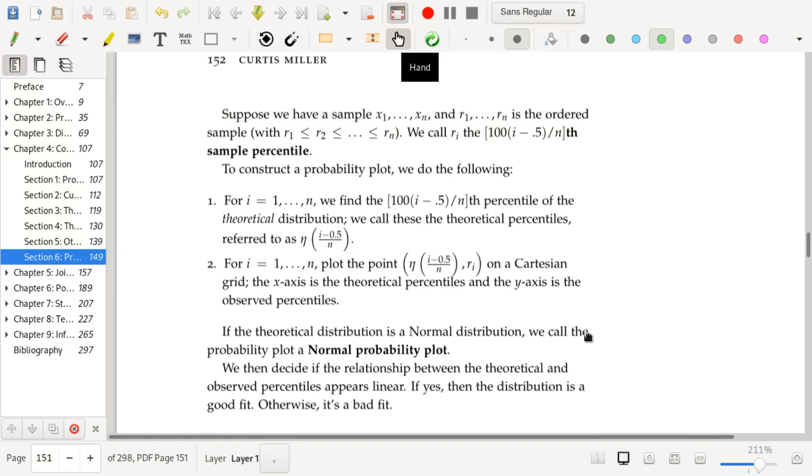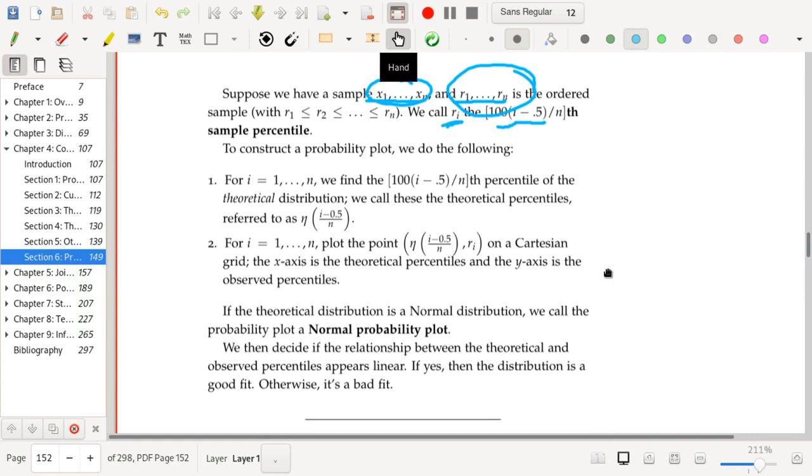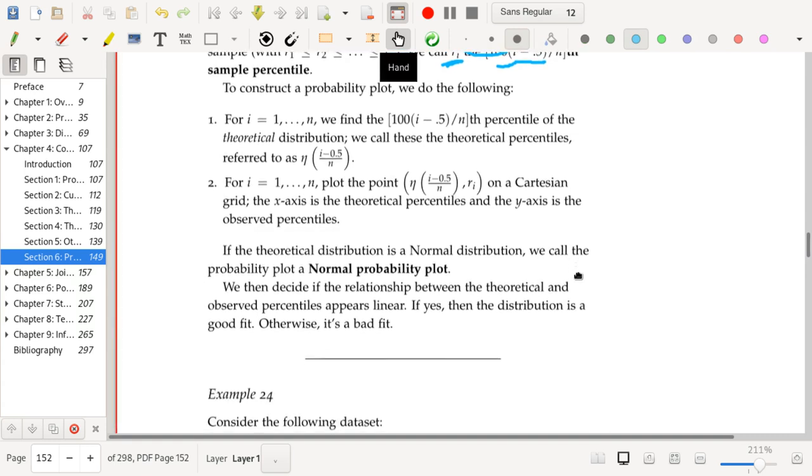Right. So suppose we have a sample X1 through XN. This is the first time since chapter one we've gone back to having a sample. So we have the sample X1 to XN. Here's the ordered sample. So this right here was unordered, whereas this is ordered. We call RI the 100 times (I minus 0.5) over n sample percentile. So these are the sample percentiles according to some percentile rule. It's probably disagreeing with the other rules that we've had for coming up with percentiles because there's 1,000 different rules for defining sample percentiles.